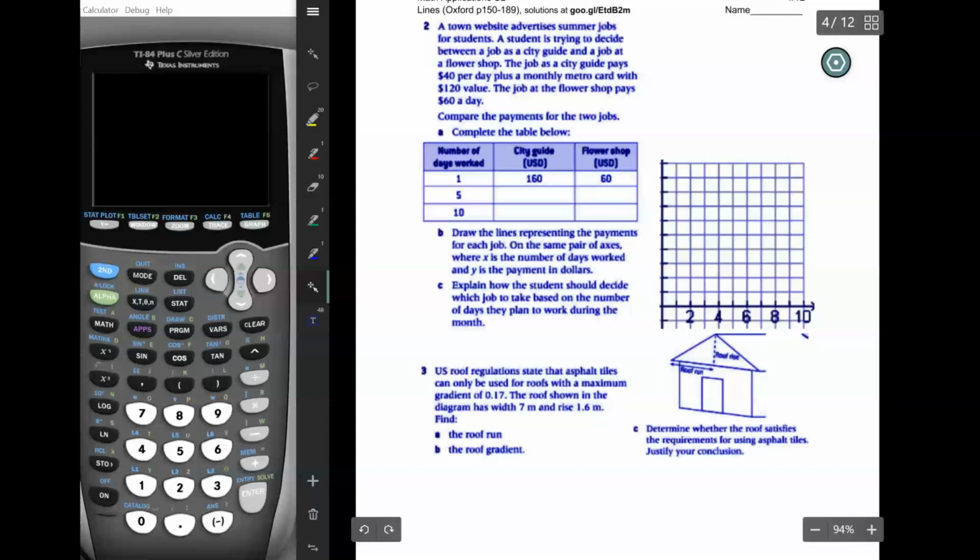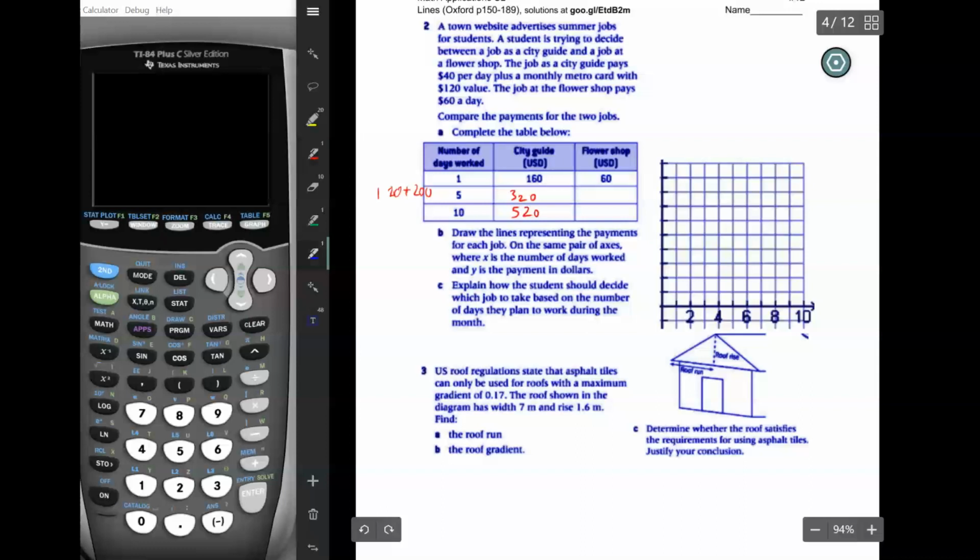Complete the table below. Okay, so it's kind of useful to make a table like this even if they didn't ask you to. It helps you establish the equation for the line. So for the city guide, you get $120 for the Metro card, and you get $40 a day. So for 1 day worked, you get 120 plus 40. And if you work 5 days, it would be 120 plus 5 times 40, which would be 200, right? Which would be 320. And then for 10 days worked, that would be 10 times 40, which is 400, plus 120, which is 520.